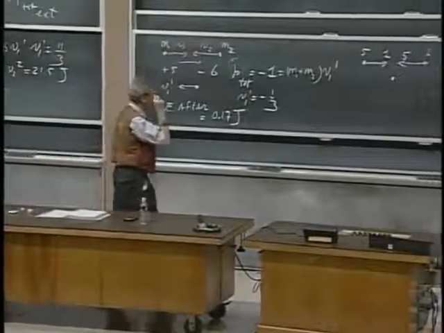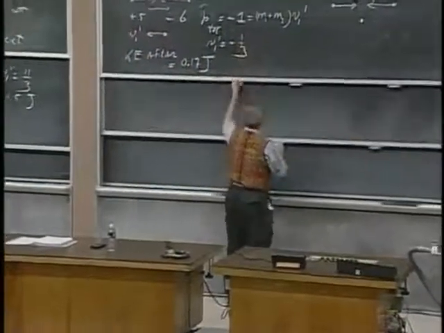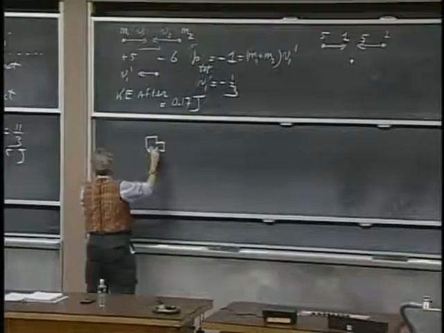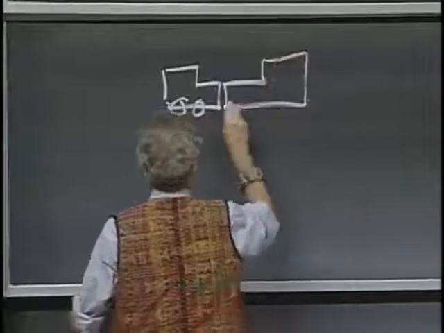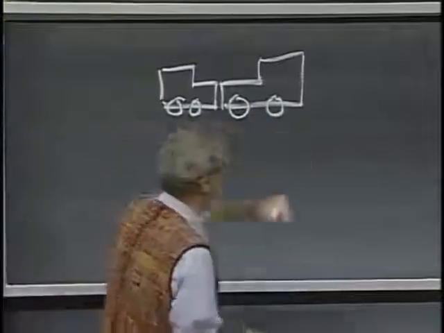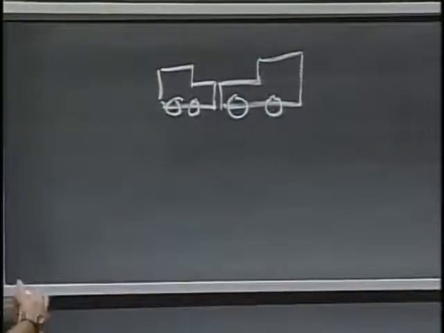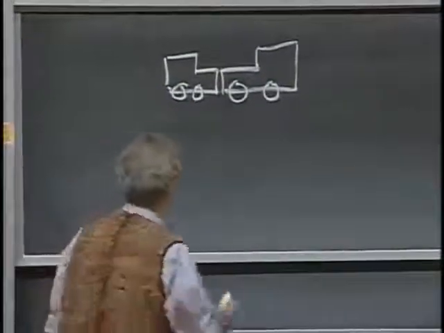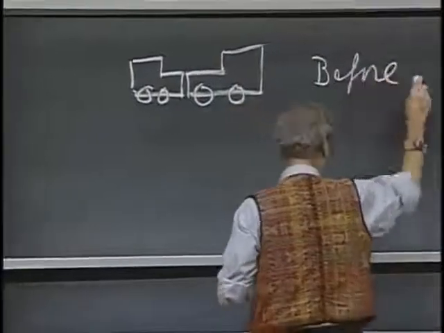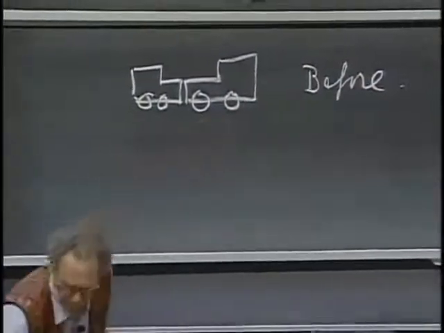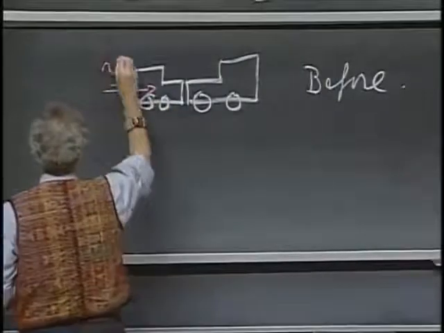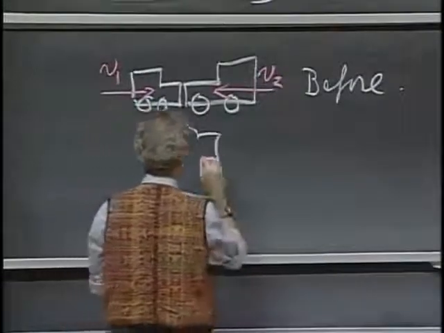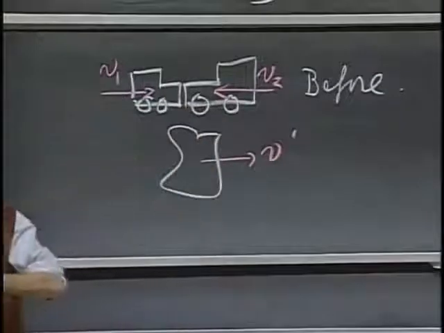If you have a car collision, and two cars hit each other, and I compare the situation just before the collision with just after the collision. Here are the two cars, and one has a speed in this direction, the other has a speed in this direction, and they hit each other. And they stick together. That's a given. They go as one big clump. So this is before. And I can give them some velocities. This is the speed of one, v1, and this is the speed of the other, v2. Afterwards, you see something like this, v prime, just a wreck.